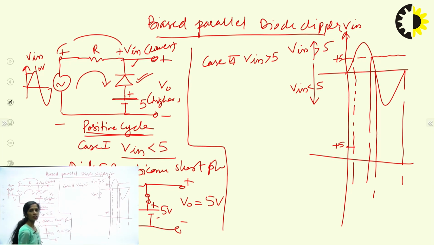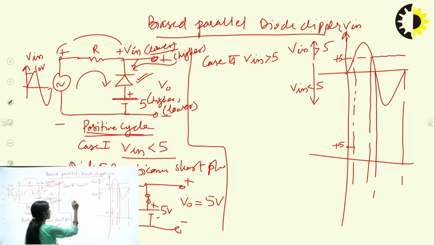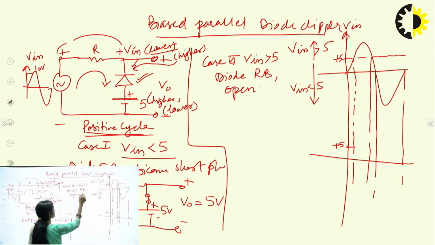For V in greater than 5, what happened? This we can treat as higher potential, and this I am treating as lower potential. So higher potential is connected to the negative side of the diode now. So in this case, the diode will become reverse biased and treated as an open circuit.